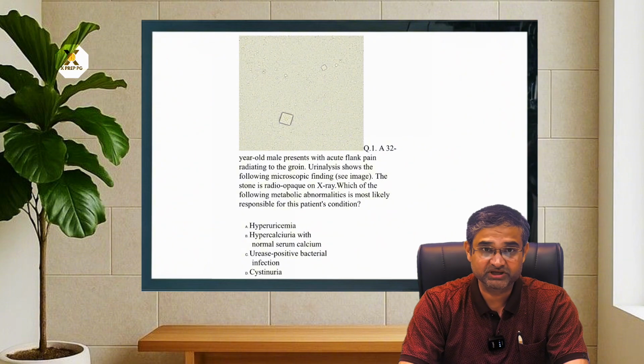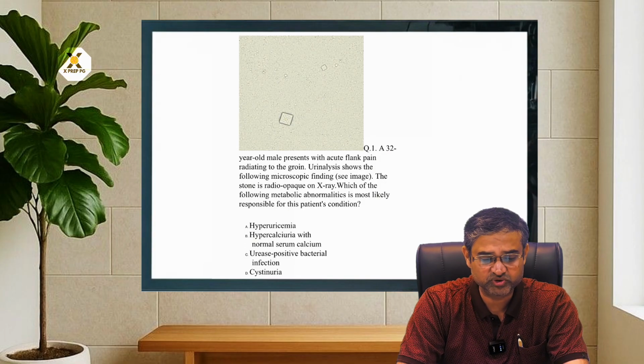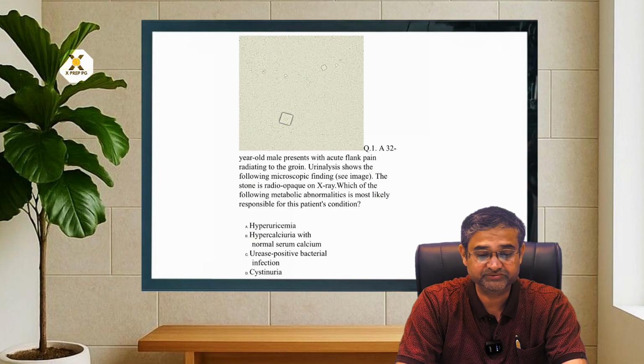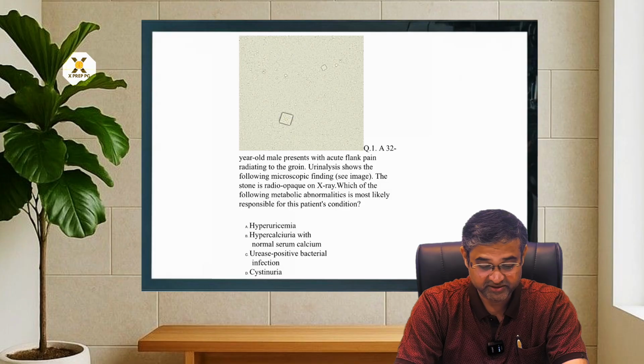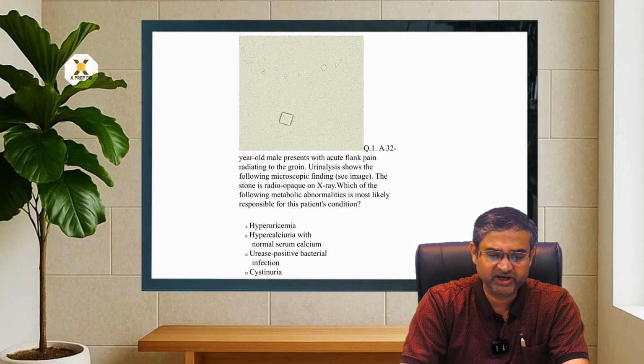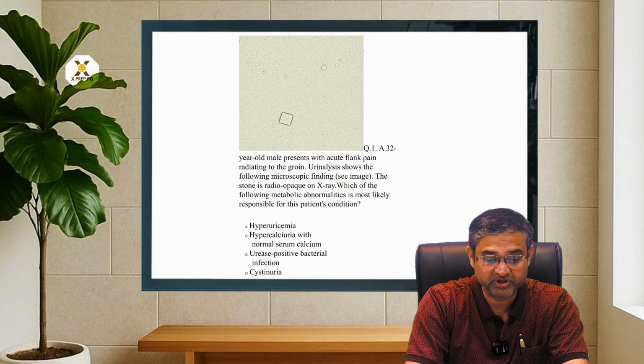First is hyperuricemia. Second is hypercalciuria with normal calcium. Third is urease positive bacterial infection, and fourth is cystinuria. If you see this image, you will directly get the answer. The answer is hypercalciuria with normal serum calcium.